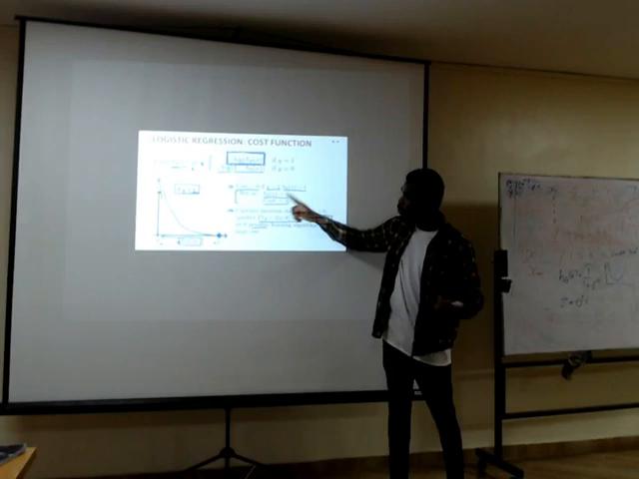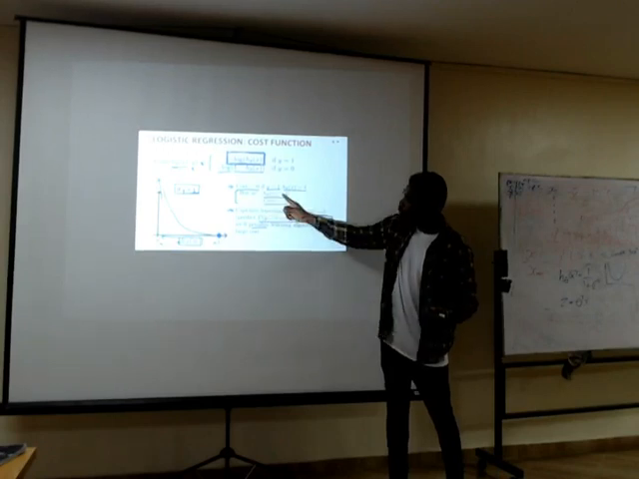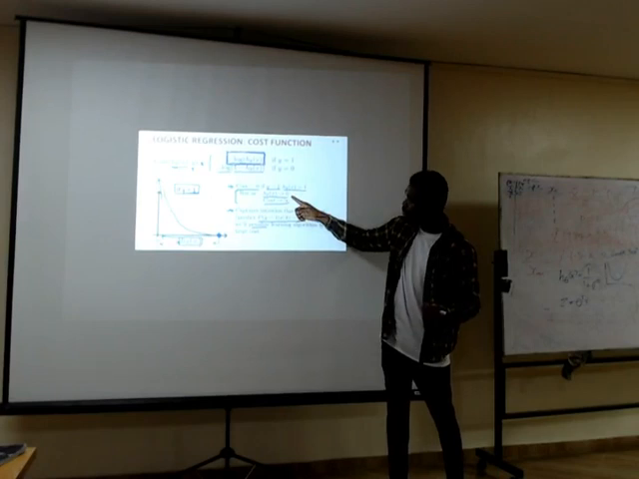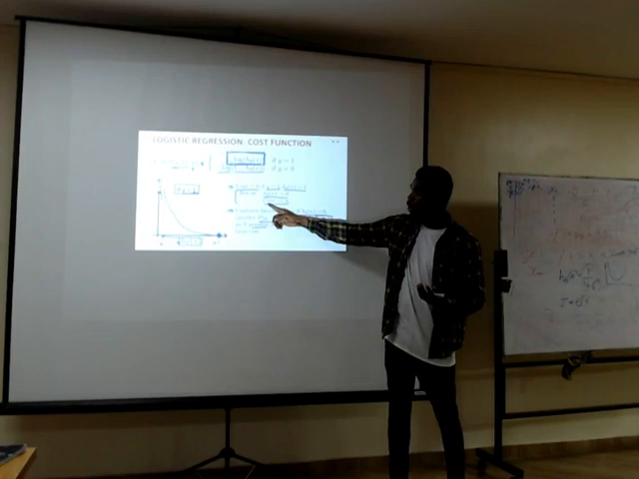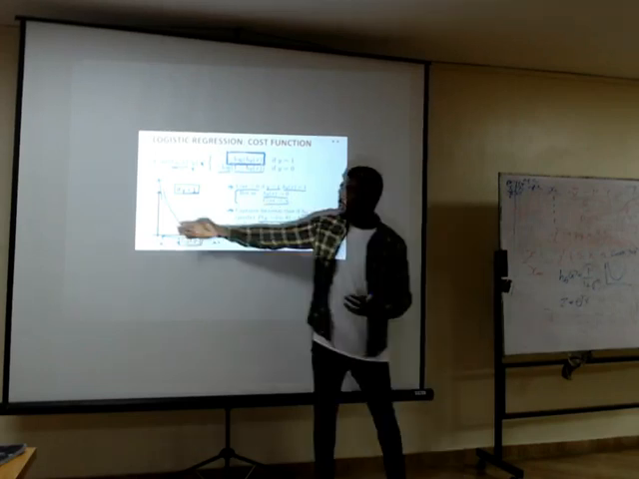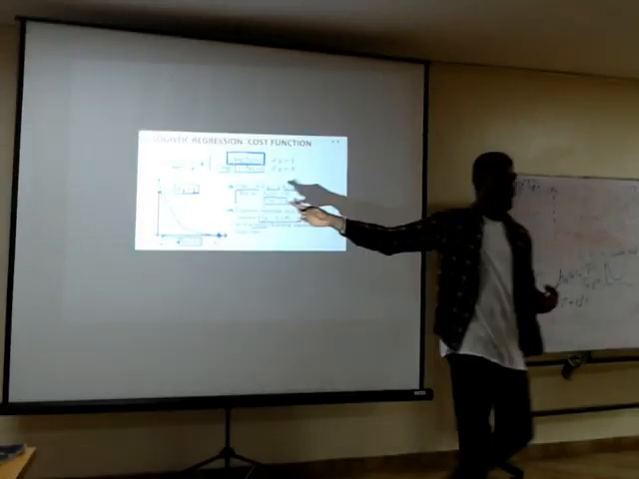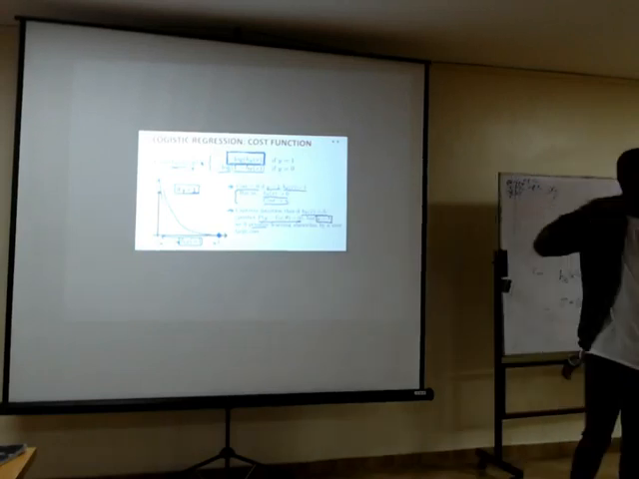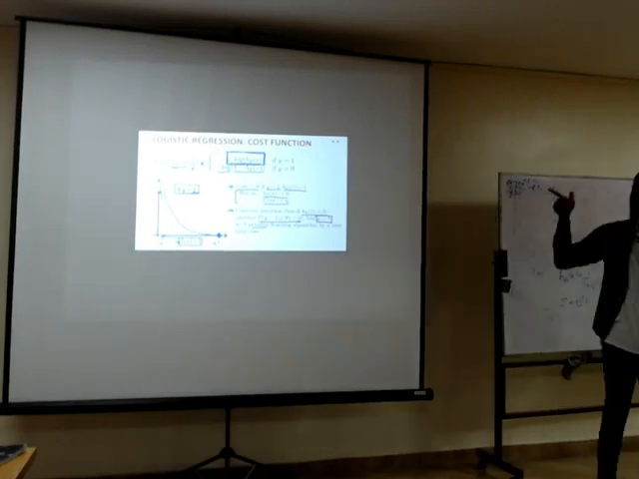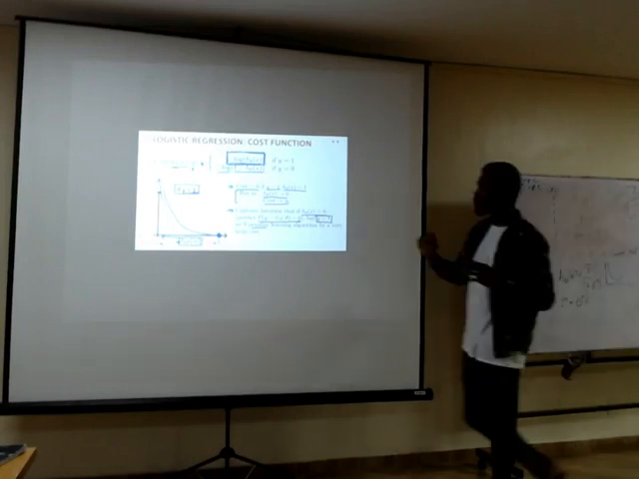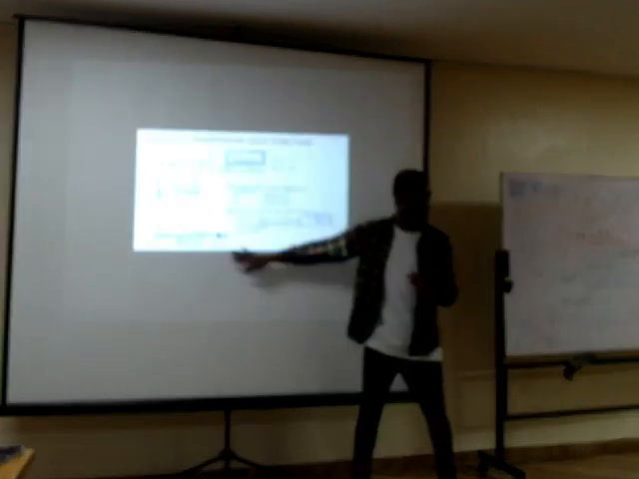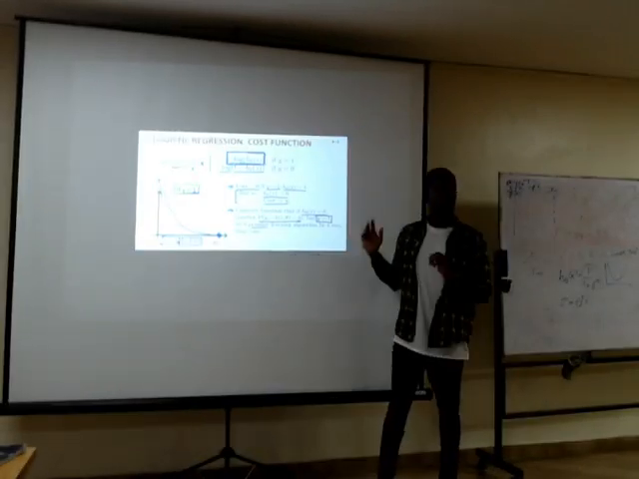So if theta x is tending towards 0, it's not equal to 0, it's tending towards 0, our cost goes to infinity. This is what we call an asymptote in mathematics. You don't necessarily have to touch the y-axis. So you understand this graph now, right? Do you have any question?